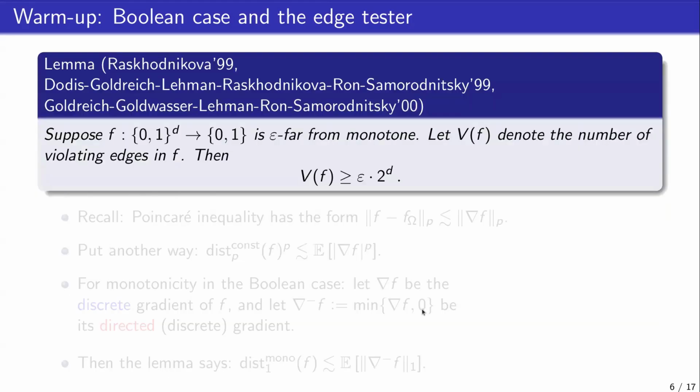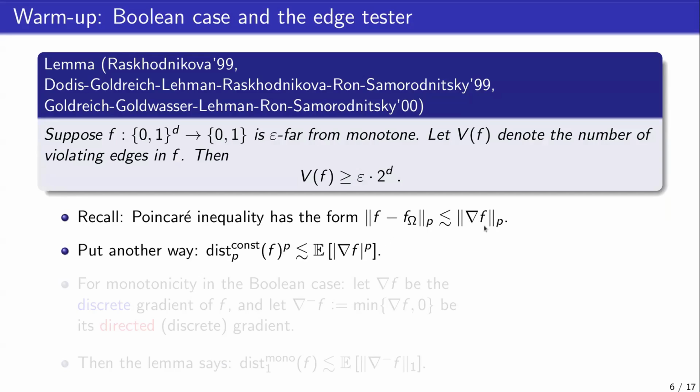So here's the lemma restated, and recall that from the first slide, a Poincaré inequality has this form over here. And I'm going to rewrite this inequality just by replacing the left-hand side. Instead of writing distance to this average, I'm going to just use this notation that I'm going to explain in the next slide, but it means the LP distance to a constant function, and this is at most the expected norm to the pth power of the gradient of f. Okay, so I'm just writing what a Poincaré inequality is in different terms.